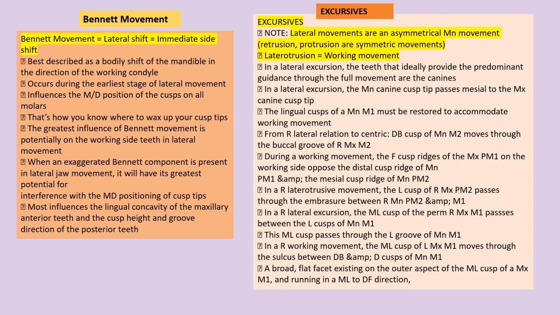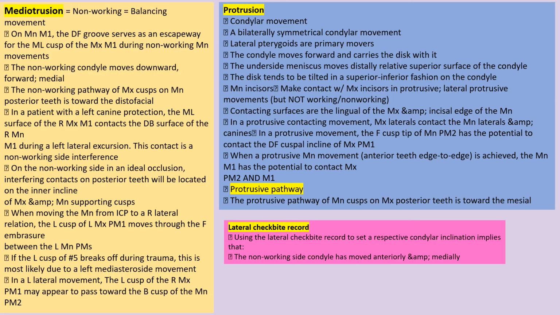So when an exaggerated Bennett component is present in the lateral jaw movement, it has its greatest potential for interference with the mesiodistal positioning of the cusp tip and mostly influences the lingual concavity of the maxillary anterior teeth and the cusp height and the groove direction of the posterior teeth. Okay, so now on this slide, you can see the mediotrusive and the protrusive contacts too, right?